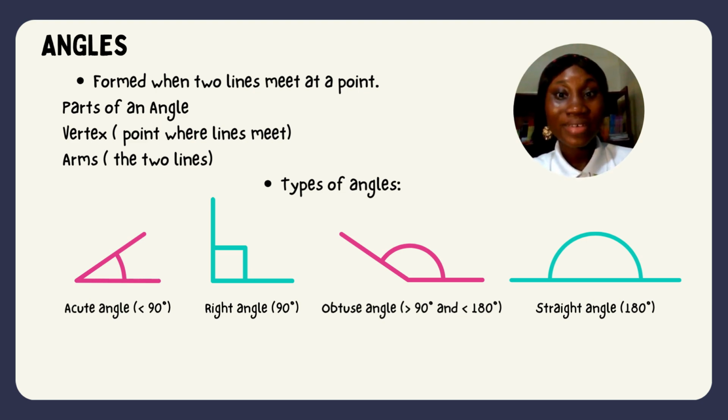Part of an angle, you have a vertex. Now a vertex is that point. I just taught you about points. That point is that dot. So that dot where the two lines meet, one line is coming like this, the other line is coming like this. That point where they are both touching each other is what you call a vertex. And then the two lines, line one and line two, are called arms. So your vertex and arms make up an angle.